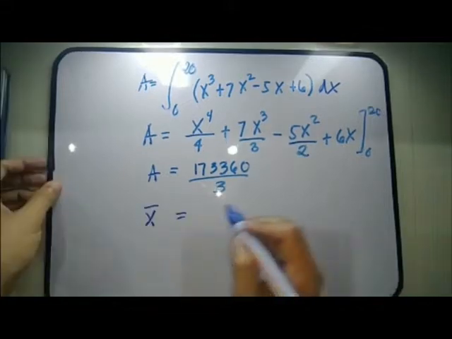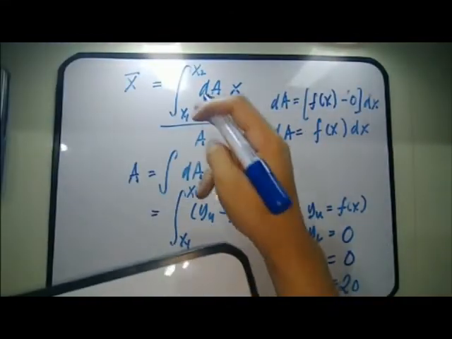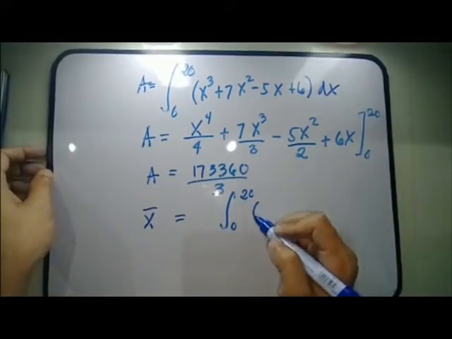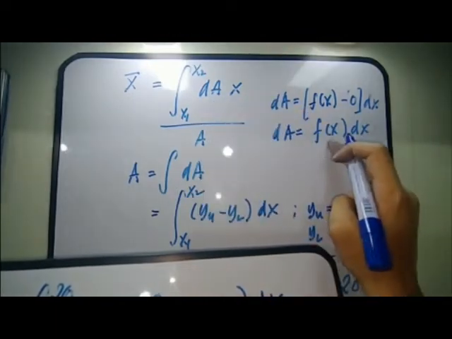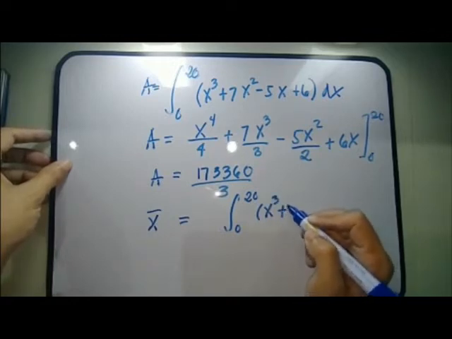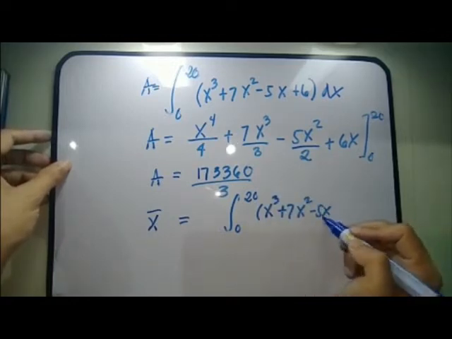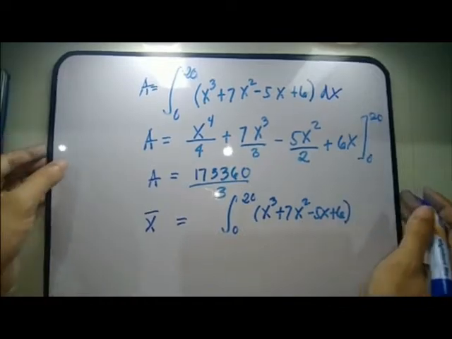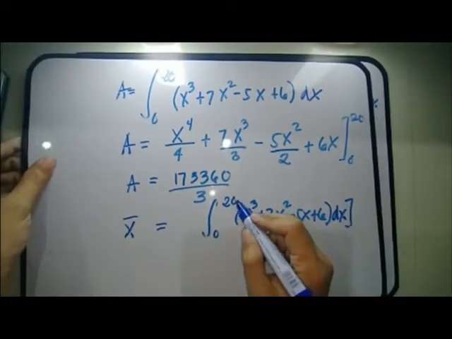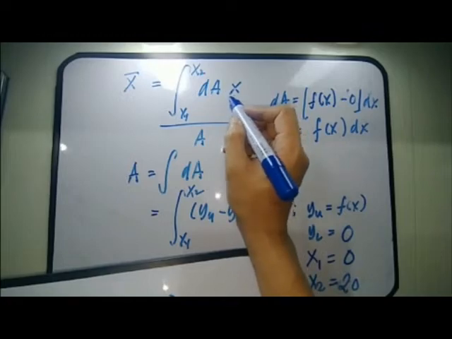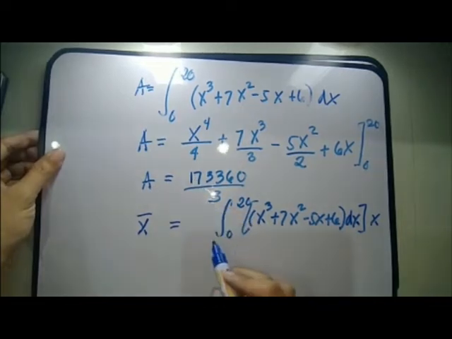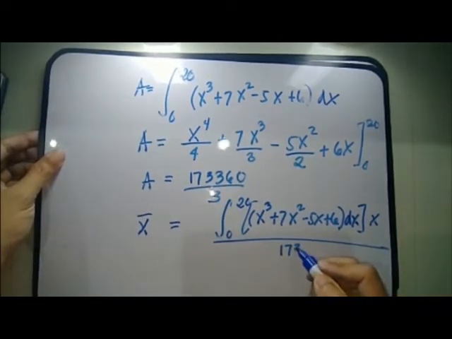So, x bar will be, you have here differential of a. Differential of a is x cubed plus 7x squared minus 5x plus 6, so that is f of x dx. Then, times x based on the formula na na-derive natin kanina, times x all over the area na nakuha natin, which is 173360. So, area, differential area is check na siya.